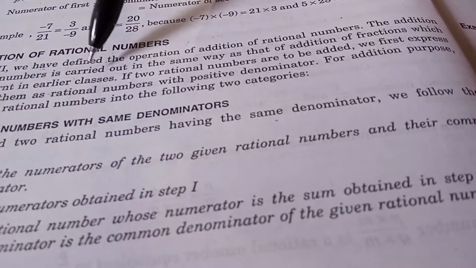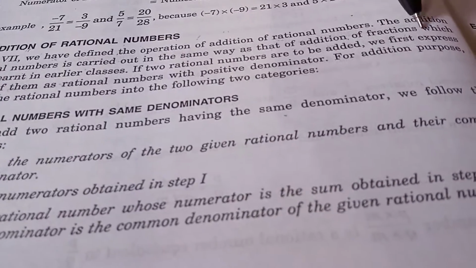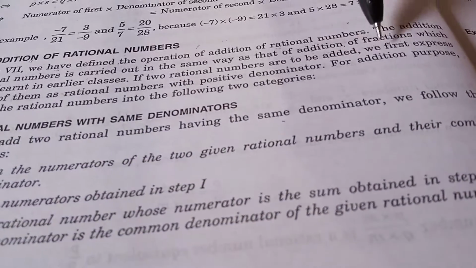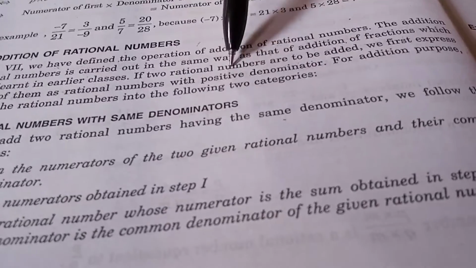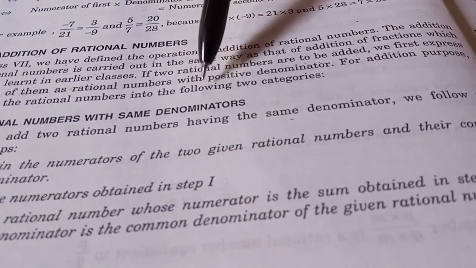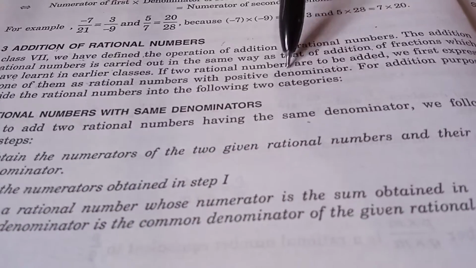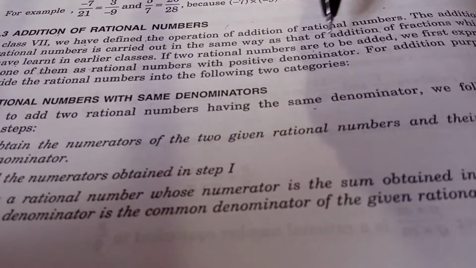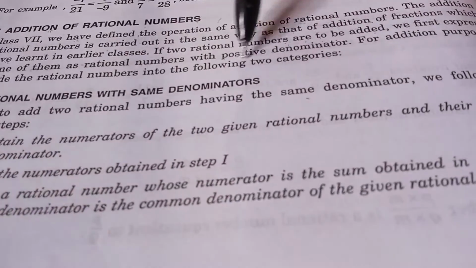Now, if two rational numbers are to be added, we first express each of them as a rational number with a positive denominator. It means that first we have to make sure that the denominators are positive, and only then can we add these rational numbers. There's one more point: we make sure that the denominators are the same, as well as in positive form. For the addition purpose, we divide the rational numbers into the following categories.